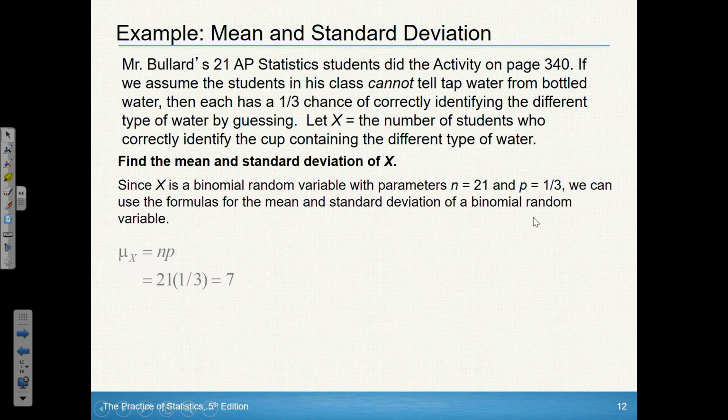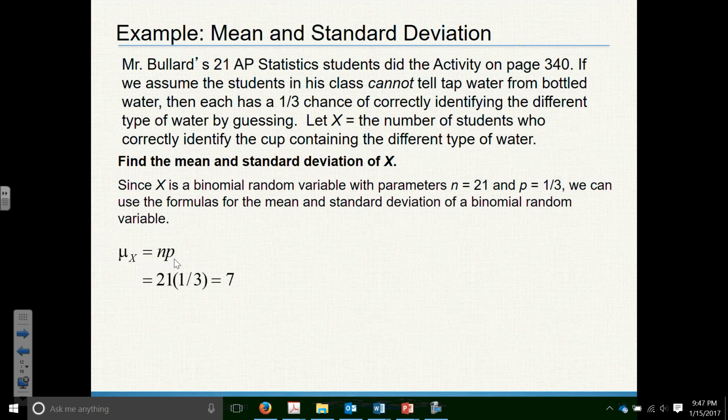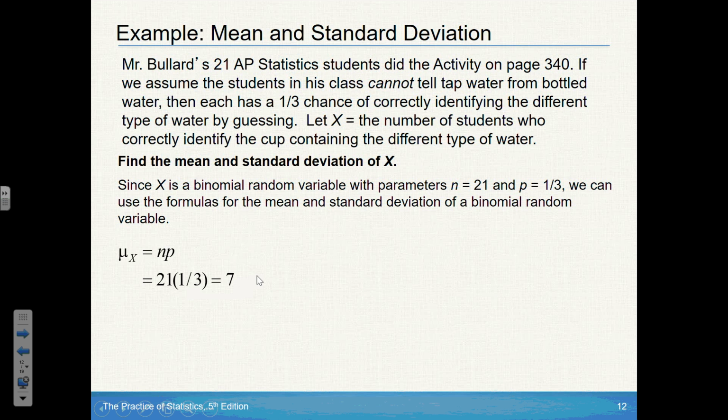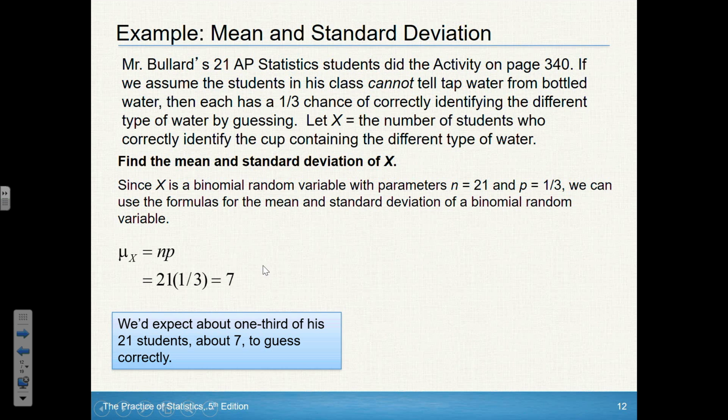Now, all we have to do is rely on our rule, as we just established on the previous slide, that the mean is just n times p, so n is 21, p is 1/3, so we have 7 as the expected number of students to guess correctly. So if we're saying 7 out of 21, that's 1/3, which makes sense. We could find the standard deviation using the rule we just established, the square root of n times p times 1 minus p.